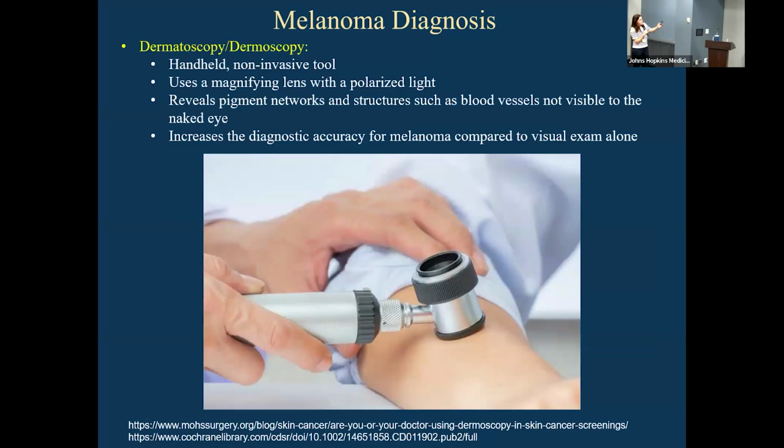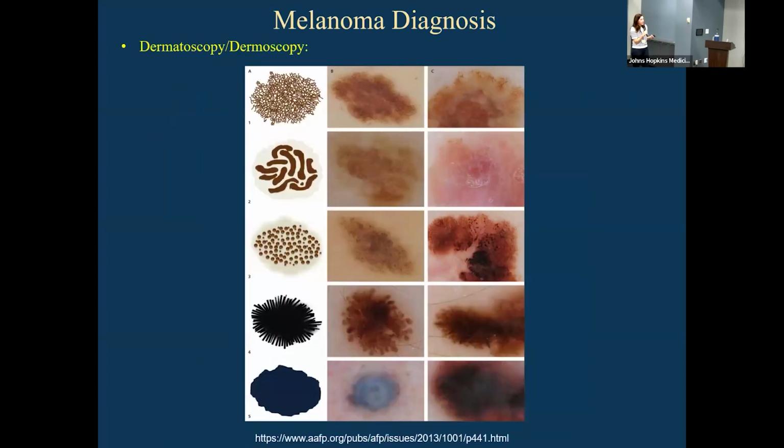Back to, okay, so another tool we use is dermoscopy. And this is a handheld, non-invasive tool. It's a magnifying lens with a polarized light, and we look at individual pigmented lesions with it. And it can help us see pigment networks and structures such as blood vessels that otherwise are not visible to the naked eye. And in studies, this has been shown to increase the diagnostic accuracy for melanoma compared to visual exam alone.